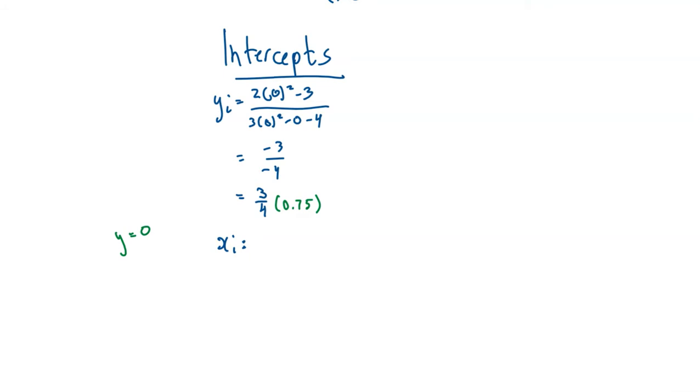When is a fraction equal to 0? When the top is equal to 0. Okay, so this is what you're probably going to be thinking of. Top equals 0.